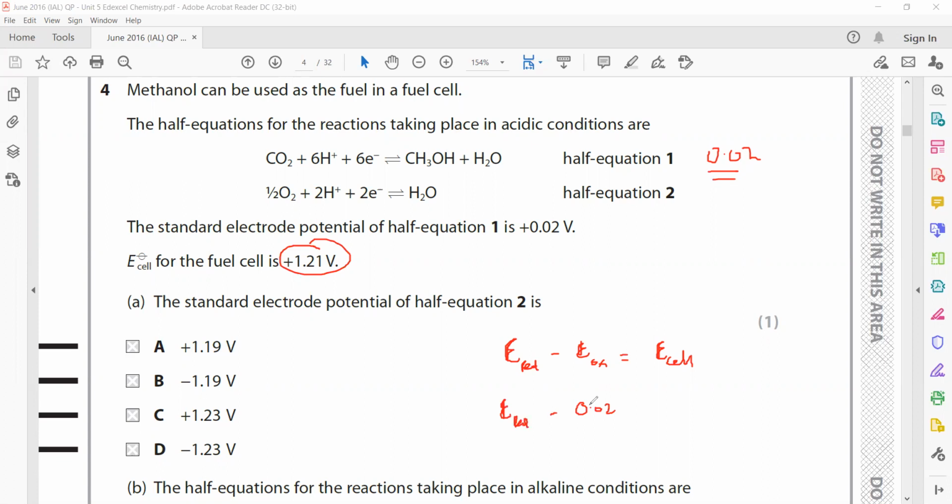The reduction electrode potential, the second half equation, we don't know. And for the cell, that is 1.21. So this minus 0.02 will move to the other side. So the reduction potential of the second half equation will be 1.21 plus 0.02, which is equal to 1.23. So C will be the right answer.